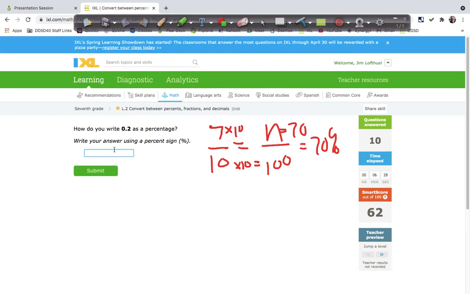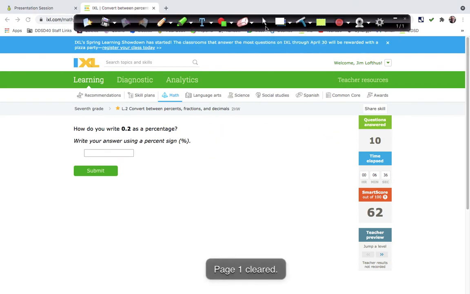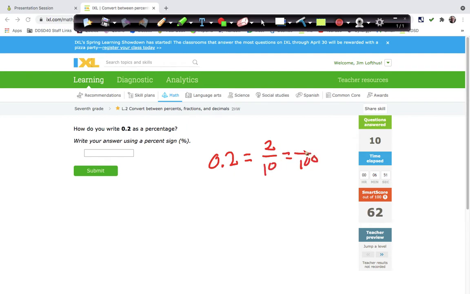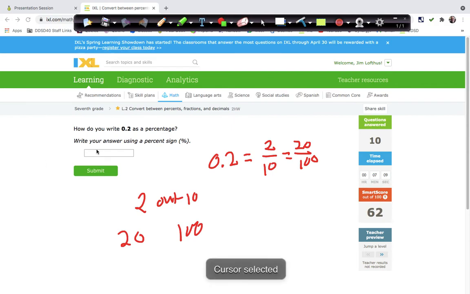and 0.2 as a percentage. And this one sometimes gets people because they want to write 2%. So let's be careful with this one and take a look at it and write it. This is one to be careful about. 0.2 is equal to 2/10, and that's equal to 20 out of 100. So it's tempting to call it 2%, but it's actually 2 out of 10, which is the same as 20 out of 100 if we multiply those both by 10. So this is 20%.